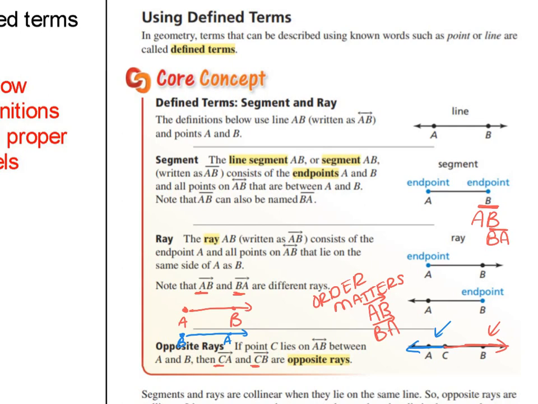The thing that follows it, the B in this case, the A in this case, the B in this case, and the A in this case, that's what, as far as your ray is concerned, goes forever in that direction with that point included. Any questions about rays and segments and opposite rays and definitions, etc.? Yes?